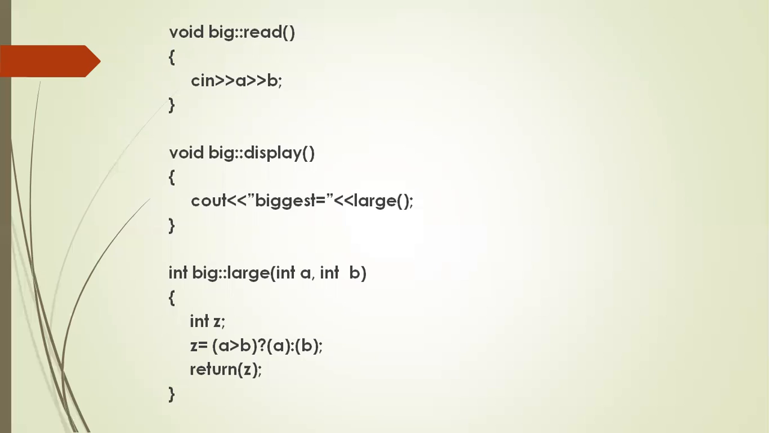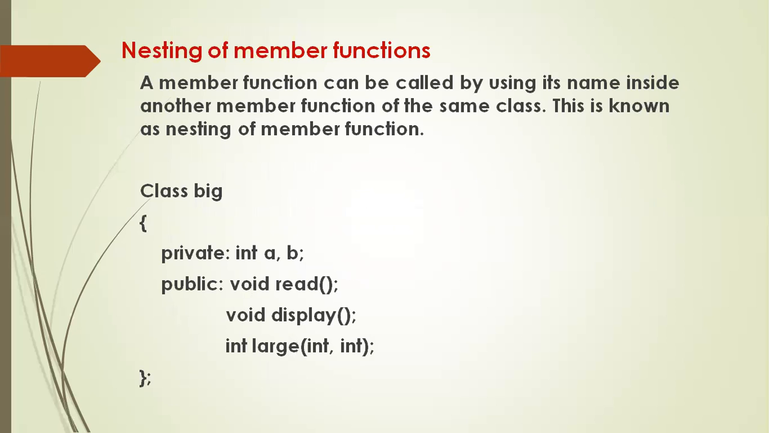So within the display function, I will call another function called large. Now what happens is the display function and large function are nested. Display function is also a member function of the class. Large function is also a member function of the class. But the display function in turn is calling the large function, which means they are nested. So now we have defined two functions. I have to define one more function called large.